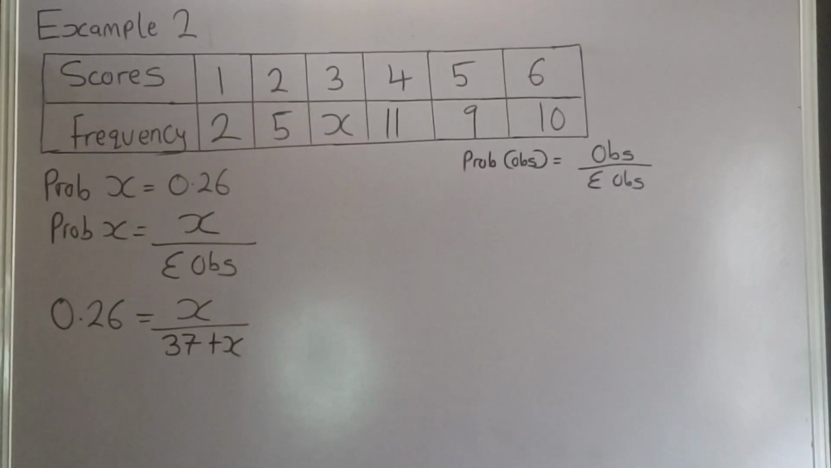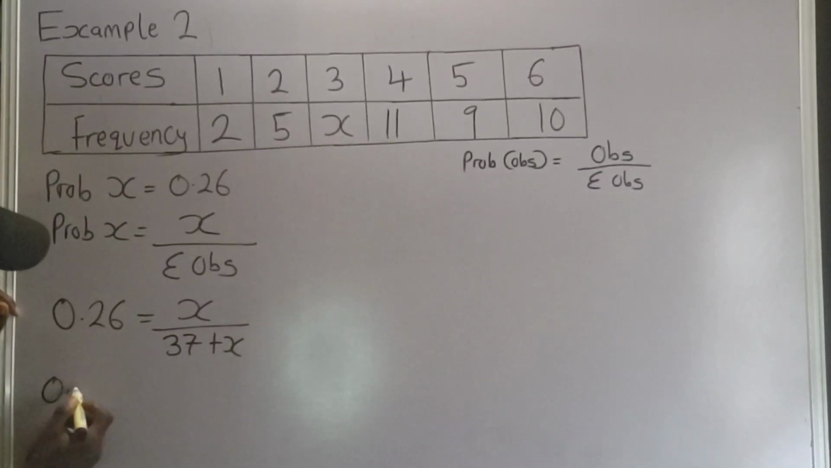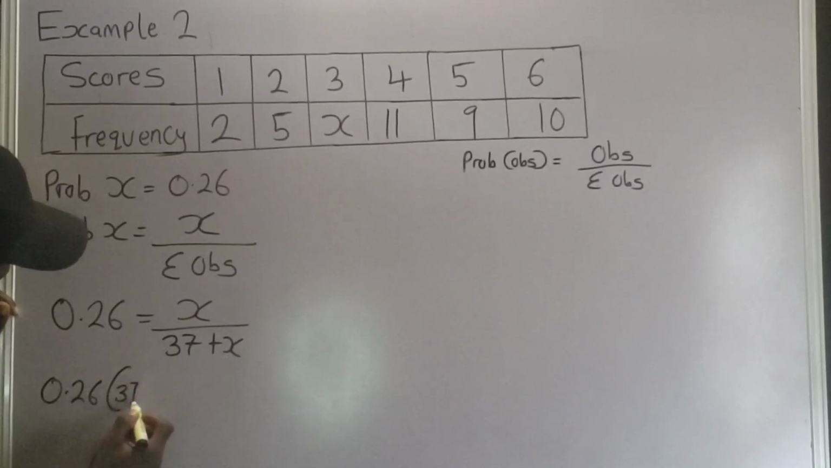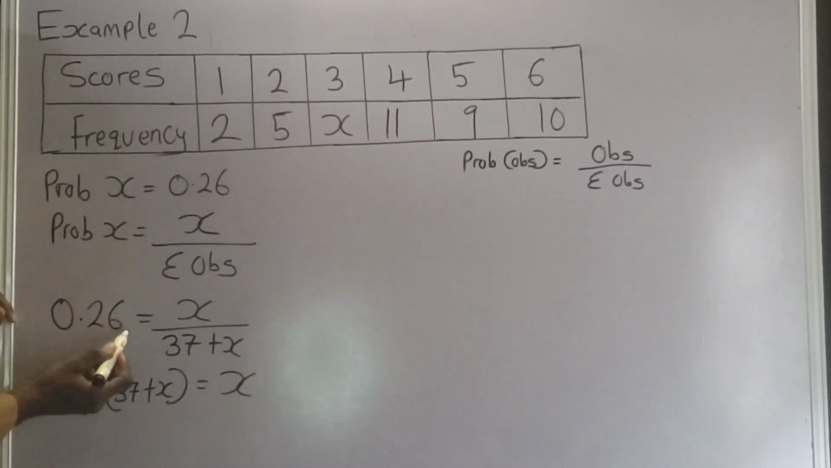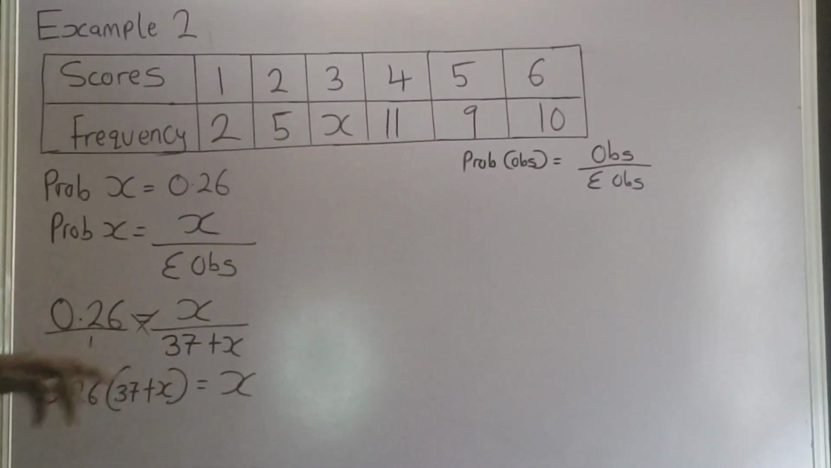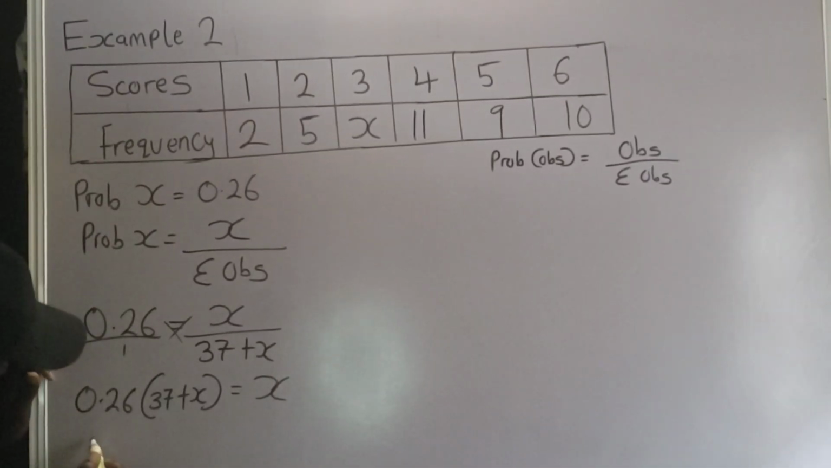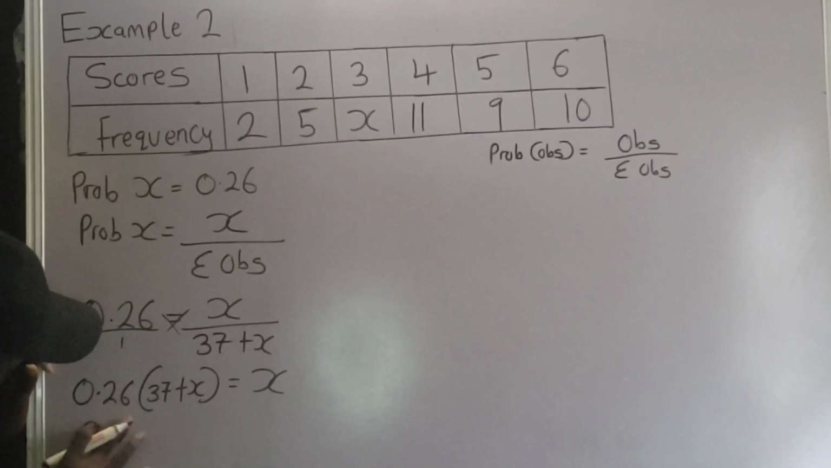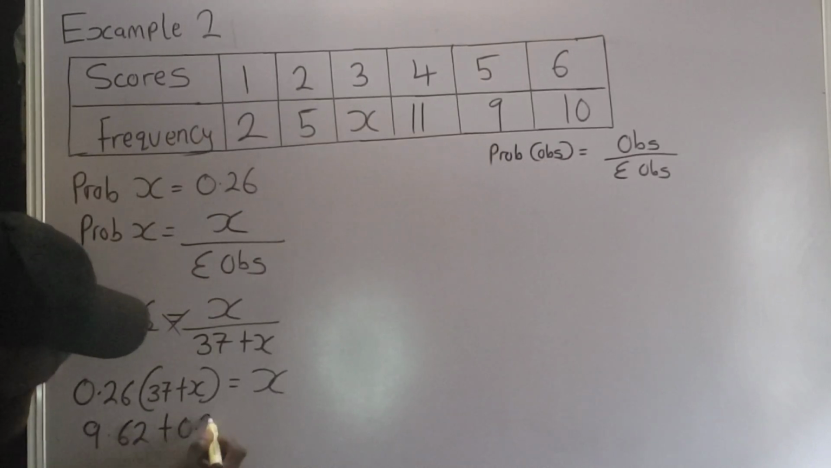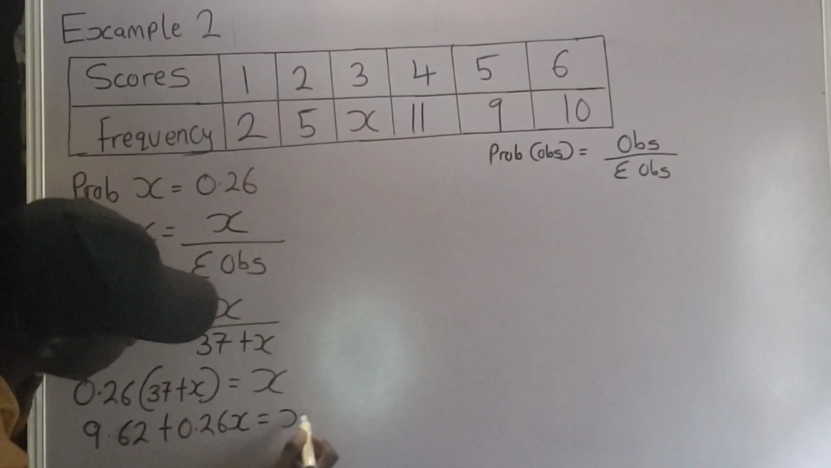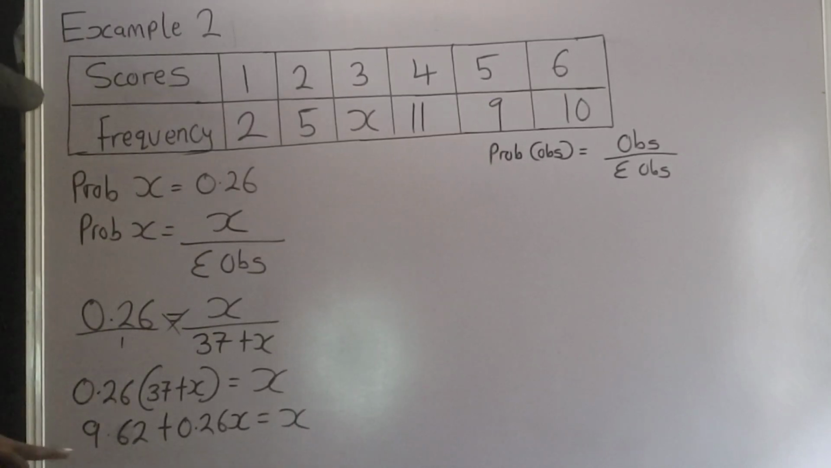So in this case, we are going to cross multiply. We are going to have 0.26 into bracket 37 plus x is equal to x. That is, I cross multiply this over 1. So 0.26 multiplied by x is 0.26x, and 0.26 multiplied by 37 is 9.62. Sorry. So 9.62 plus 0.26x is equal to x.